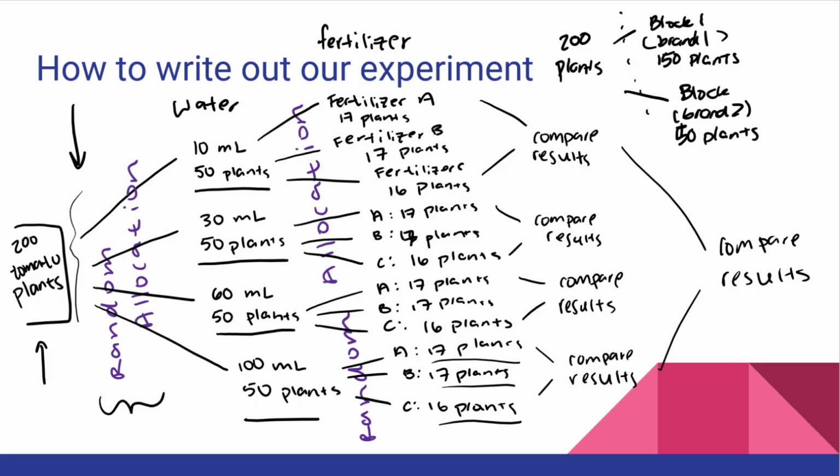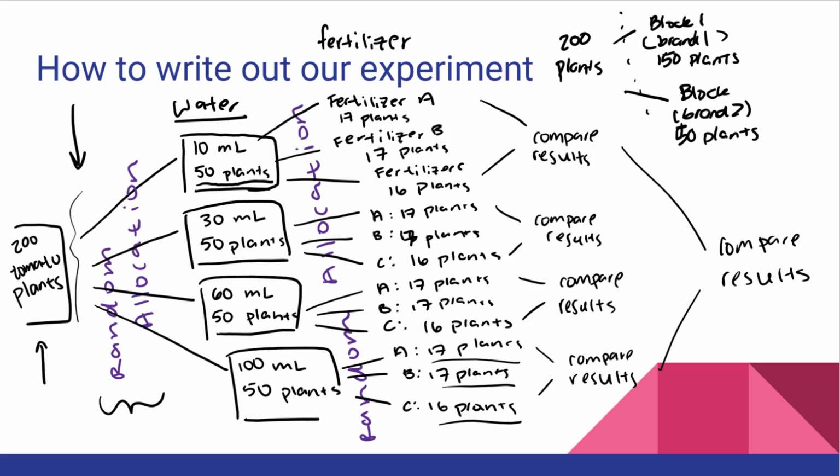It doesn't really matter which one you put first. When we list out our factors, we just put water at the top. This is the factor that we're dealing with. And then we put out the levels for it. So here we have 10 milliliters, and then we name how many plants are going with it. So since there's 4 levels of water, we divide 200 by 4 and we get 50 plants for each level. So 50 plants are getting 30 milliliters of water, 50 are getting 60 milliliters of water, and 50 are getting 100 milliliters of water.